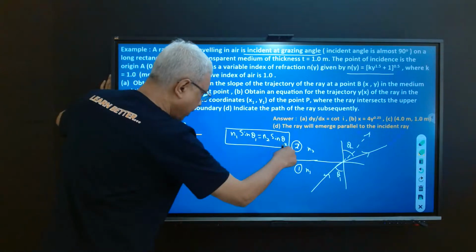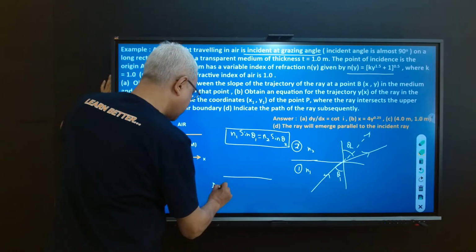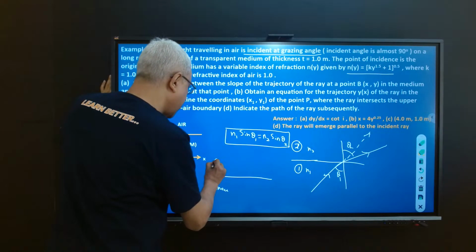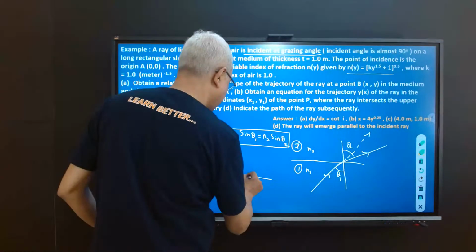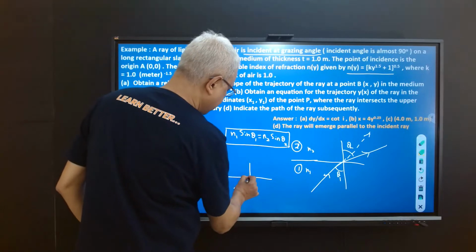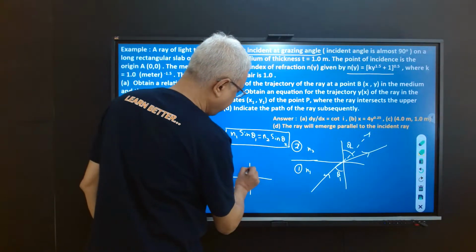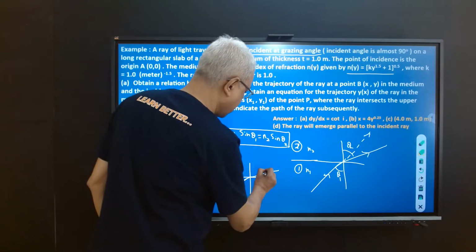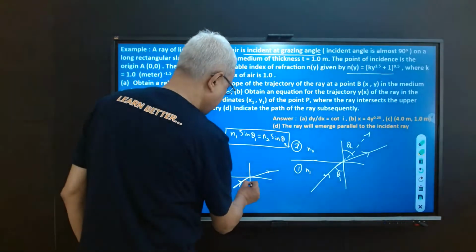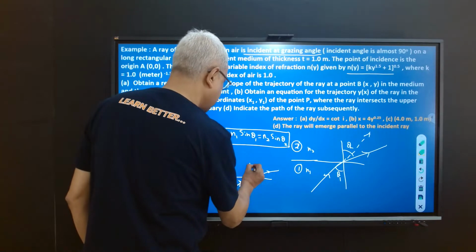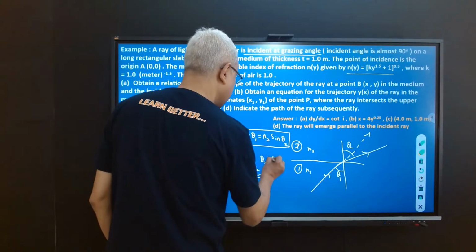And from applying Snell's law, you can readily show that if light goes from denser to rarer medium, then after striking the interface, the ray goes away from the normal and moves like this. That means in this case, if this is theta 1 and this is theta 2, obviously theta 2 is greater than theta 1.